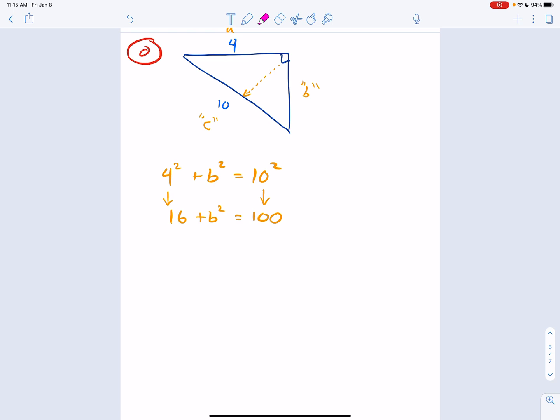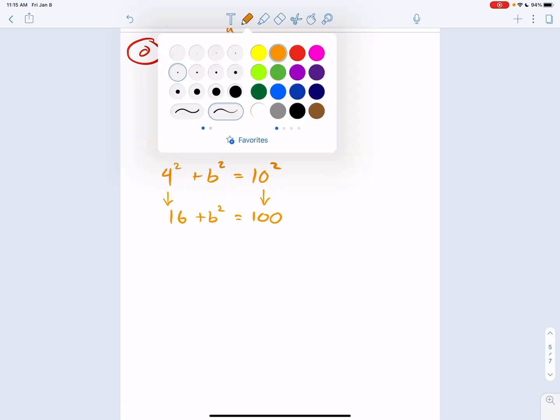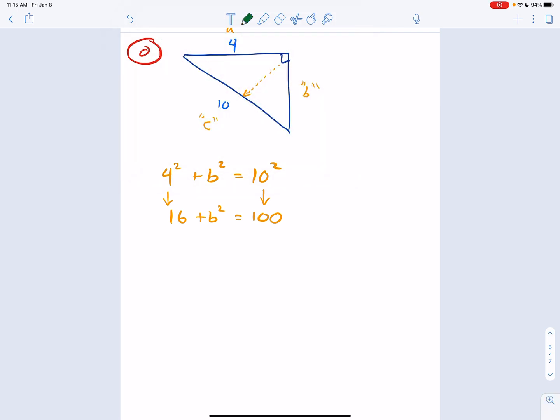So before I can get rid of my square, I have to get it by itself first. So a good first move is to get rid of that 16. Opposite of a positive 16 is a negative 16. What I do to one side, I do to the other to keep it balanced. All right. So now I have b squared equals 100 minus 16 should give me 84.